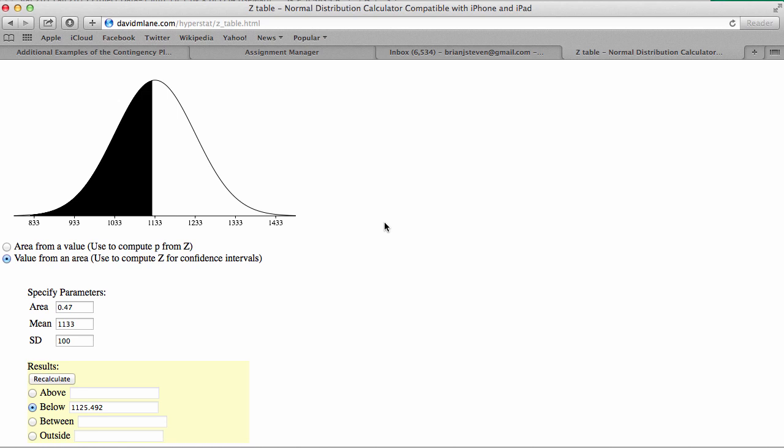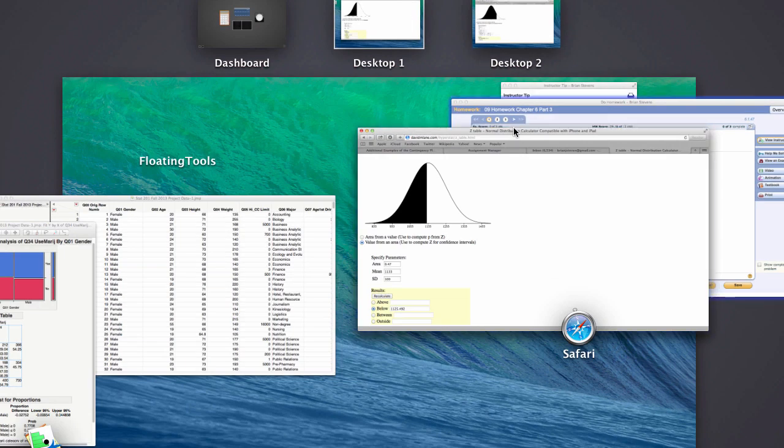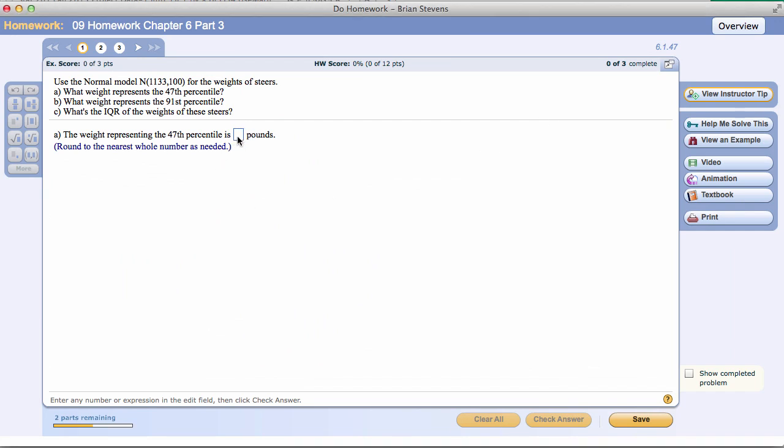We can hit second, which is the blue button, and then vars, which actually brings us to distribution. We need to use inverse norm. Inverse norm takes a percentile and turns it into a point. So the first thing you need to enter in is the percentile or area. So I'd enter in 0.47, and then I would enter in the mean and the standard deviation. Now some calculators will prompt you for this, other ones you will have to enter in with commas. This will give me the exact same answer right here of 1,125.492. We need to round to the nearest whole number.